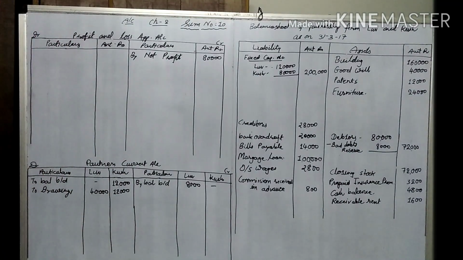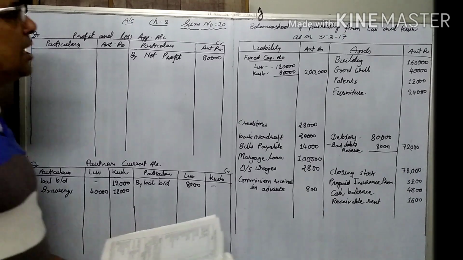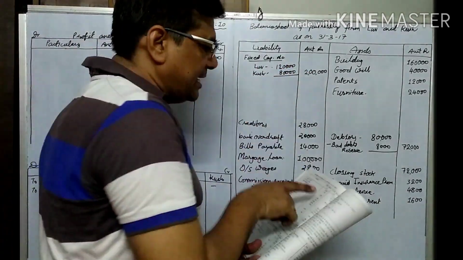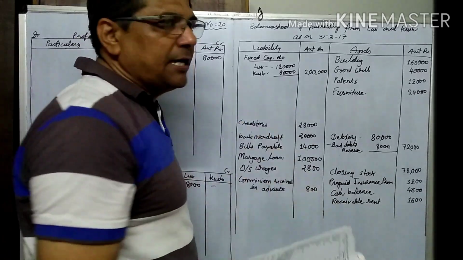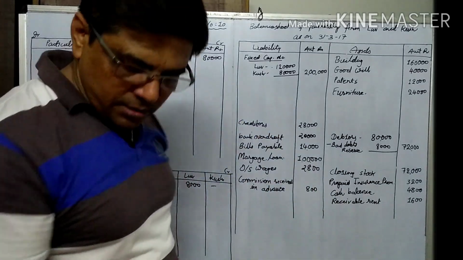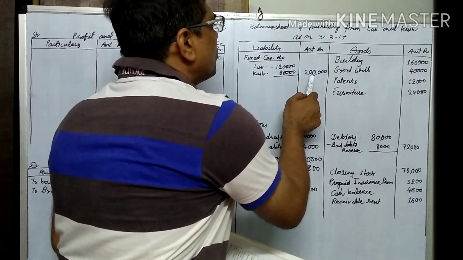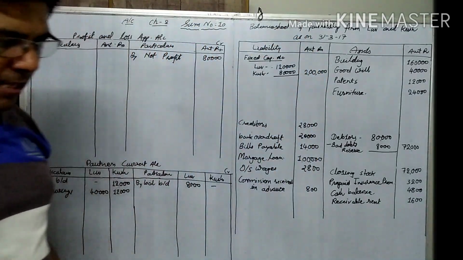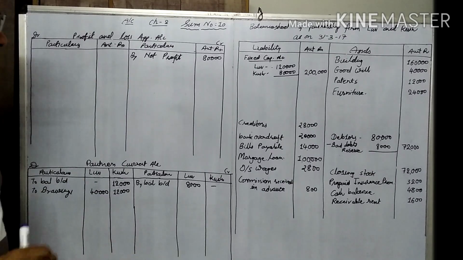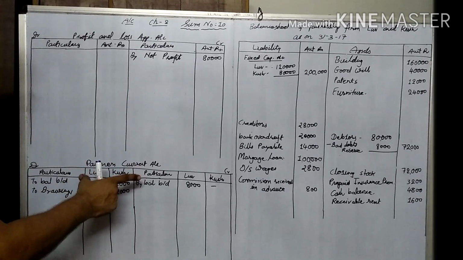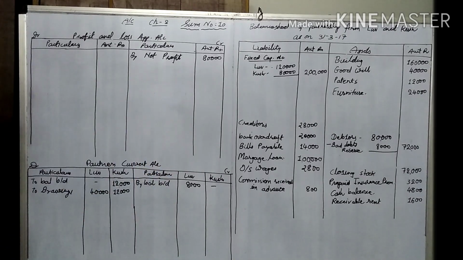Now we have to start. The first entries are Love's capital and Kush's capital. Love's fixed capital is given as 1,20,000 and Kush's fixed capital is given as 1,80,000. Now we make the total and write in the outer column 2 lakh rupees. Now the drawings are given, but before writing the drawings, we have to record the current account balances first.